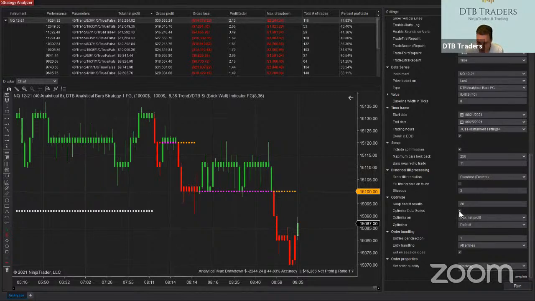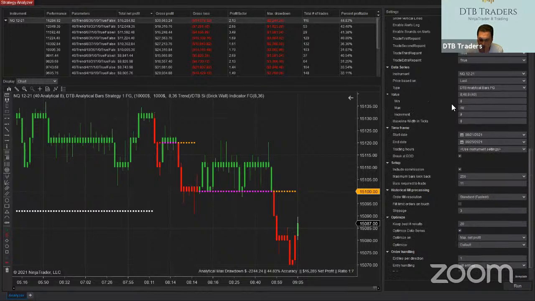So as soon as you select optimized data series, you're able to put in values in there. So I've chosen between an 8 and an 8 bar size. So the top setting 8, bottom setting 8, but up to a 48. So it's going to optimize 8, 8, 16, 8, 24, 8, and so on all the way to 48 in increments of 8. So that's what this has done.